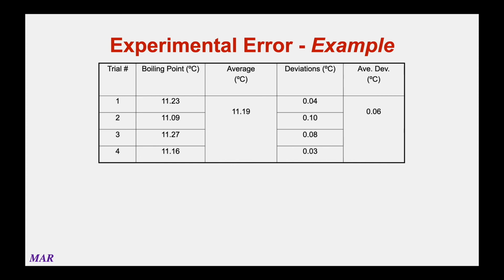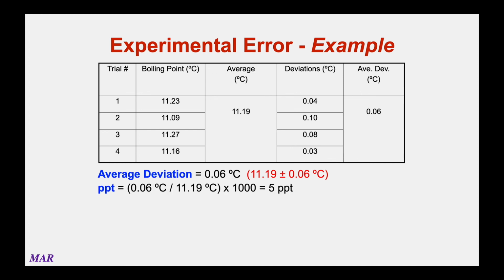Finally, if you take the average of all the deviations, you get what's called the average deviation. So if you took 0.04 plus 0.10 plus 0.08 plus 0.03 and hit enter, you would divide that number by 4, the number of deviations or trials, to get the average deviation. So the average deviation is 0.06. You could write that as 11.19 plus or minus 0.06 if you wanted. Parts per thousand is the average deviation divided by the average times 1,000. 0.06 divided by 11.19 times 1,000 is 5 parts per thousand, so they're pretty precise.